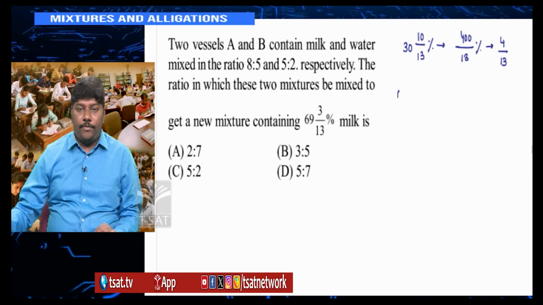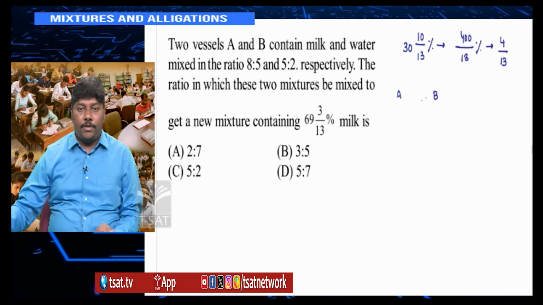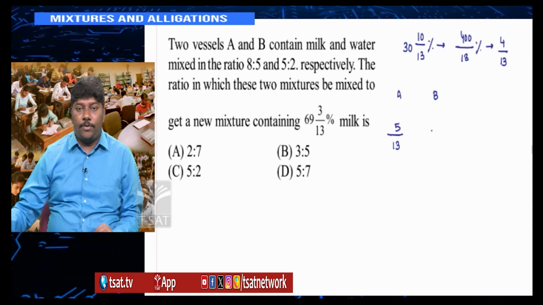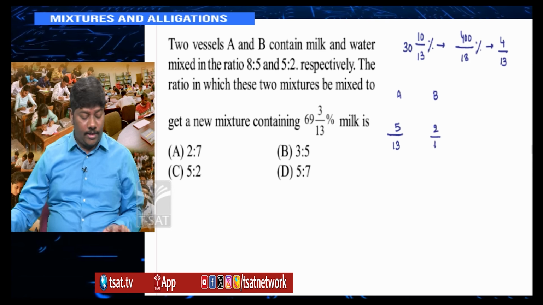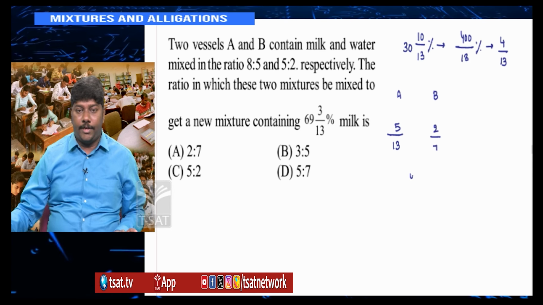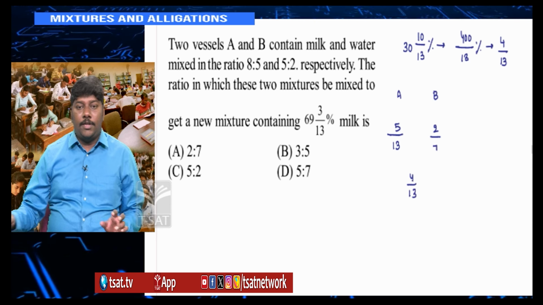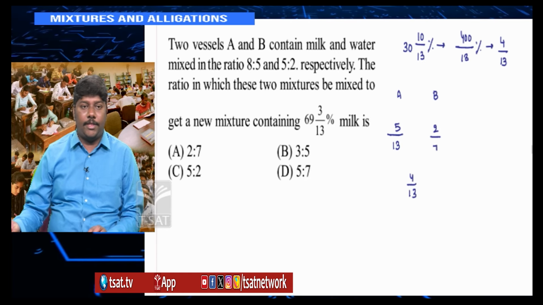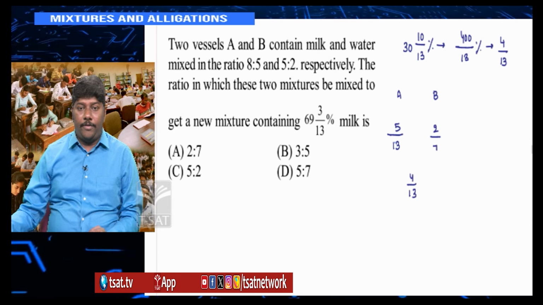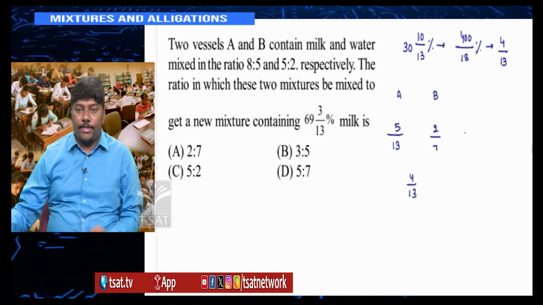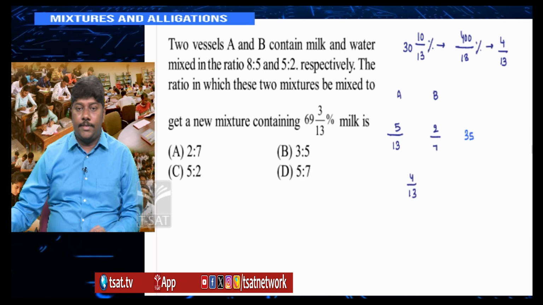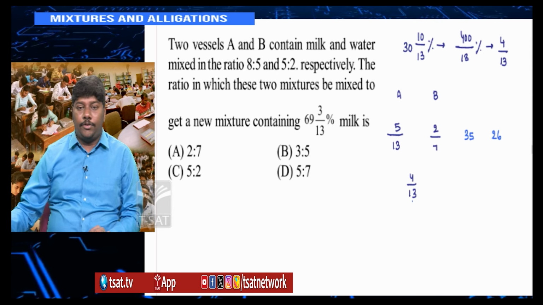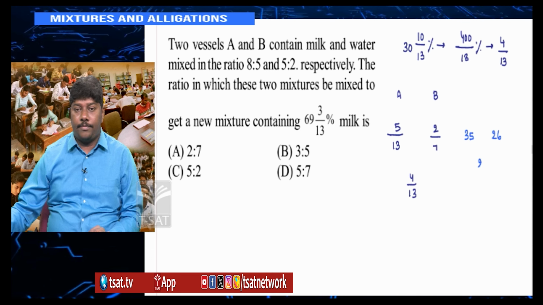Now, vessel A and vessel B, first of all take water in it. Water in the first one is 5 out of 13, water in the second one is 2 out of 7, water in the last one, the mixture, is 4/13. You multiply everything with 13 into 7, 91. Why am I multiplying it with 13 and 7? Because the LCM of 13 and 7 is simply 13 into 7. So, if I multiply it with 13 and 7, 13 cancel, 5 7s are 35. 7 cancel, 13 2s are 26. 13 cancel, 4 7s are 28.